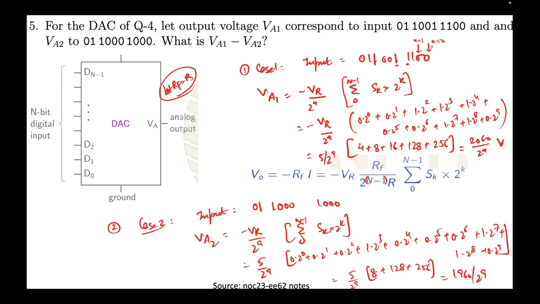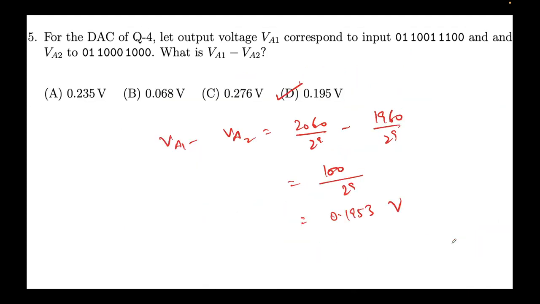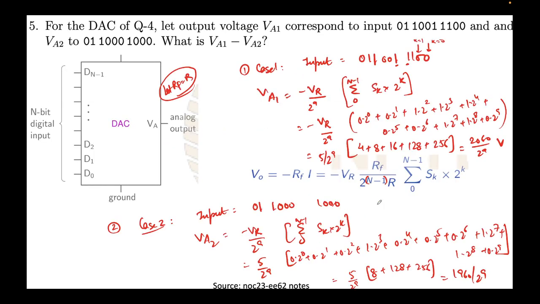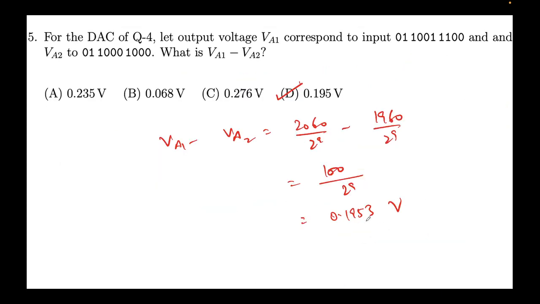This corresponds to K equal to 0, LSB is K equal to 0, and MSB is K equal to 9. So we solved that and we see the output was 2060 over 2 raised to the power 9. Similarly for this, it was 1960 over 2 raised to the power 9. When you solve this, you deduct these numbers and, this is also in volts, we get 0.1953.